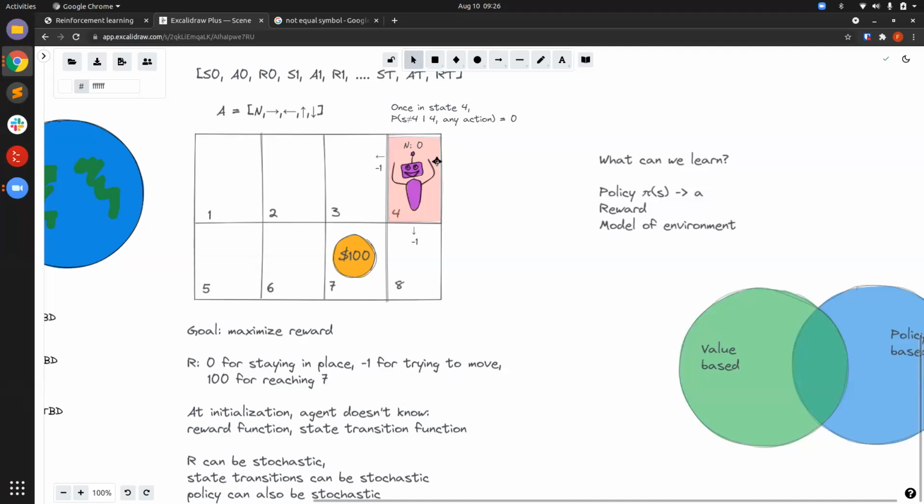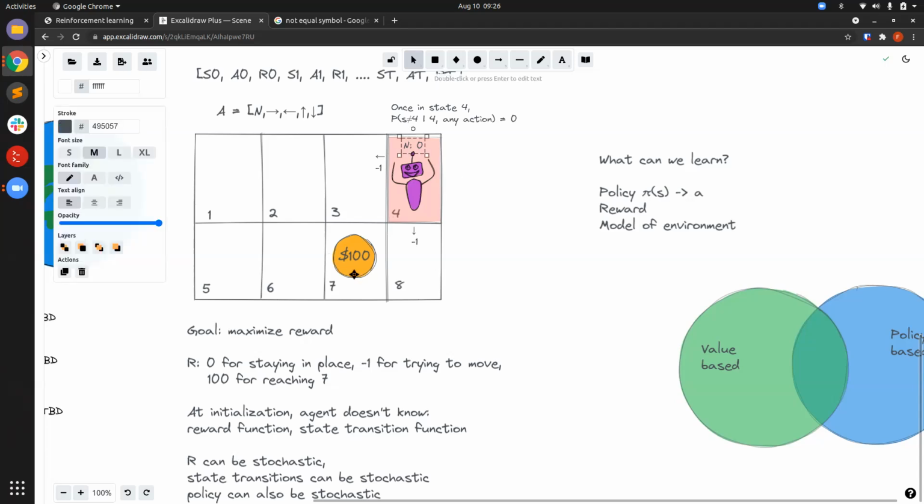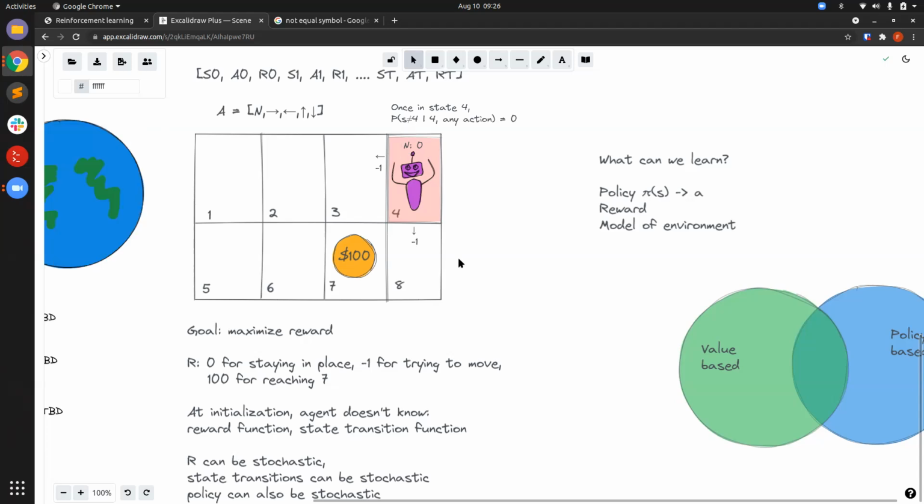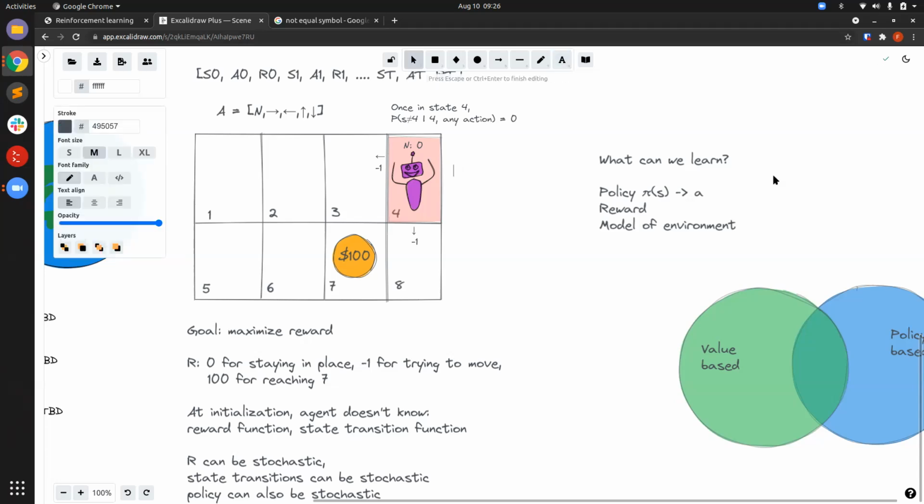So once in state 4, your best possible action is to do nothing. You earn 0 reward for doing nothing, and you earn a negative reward for trying to move. What is your total expected future reward from state 4? We're going to call this the value of state 4, the total expected future reward for the state, which we're going to say is 0. So the best you can possibly get out of state 4 is 0 reward.